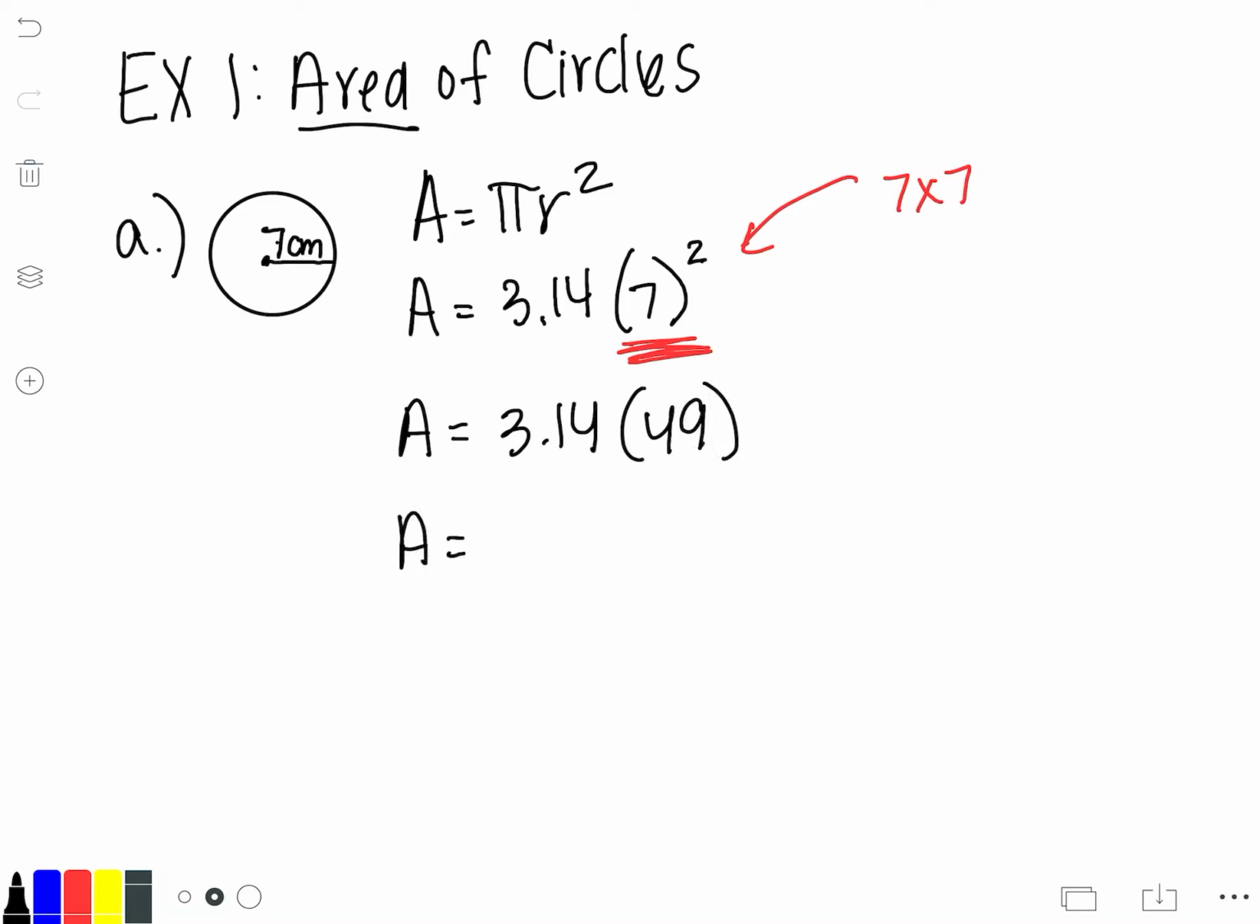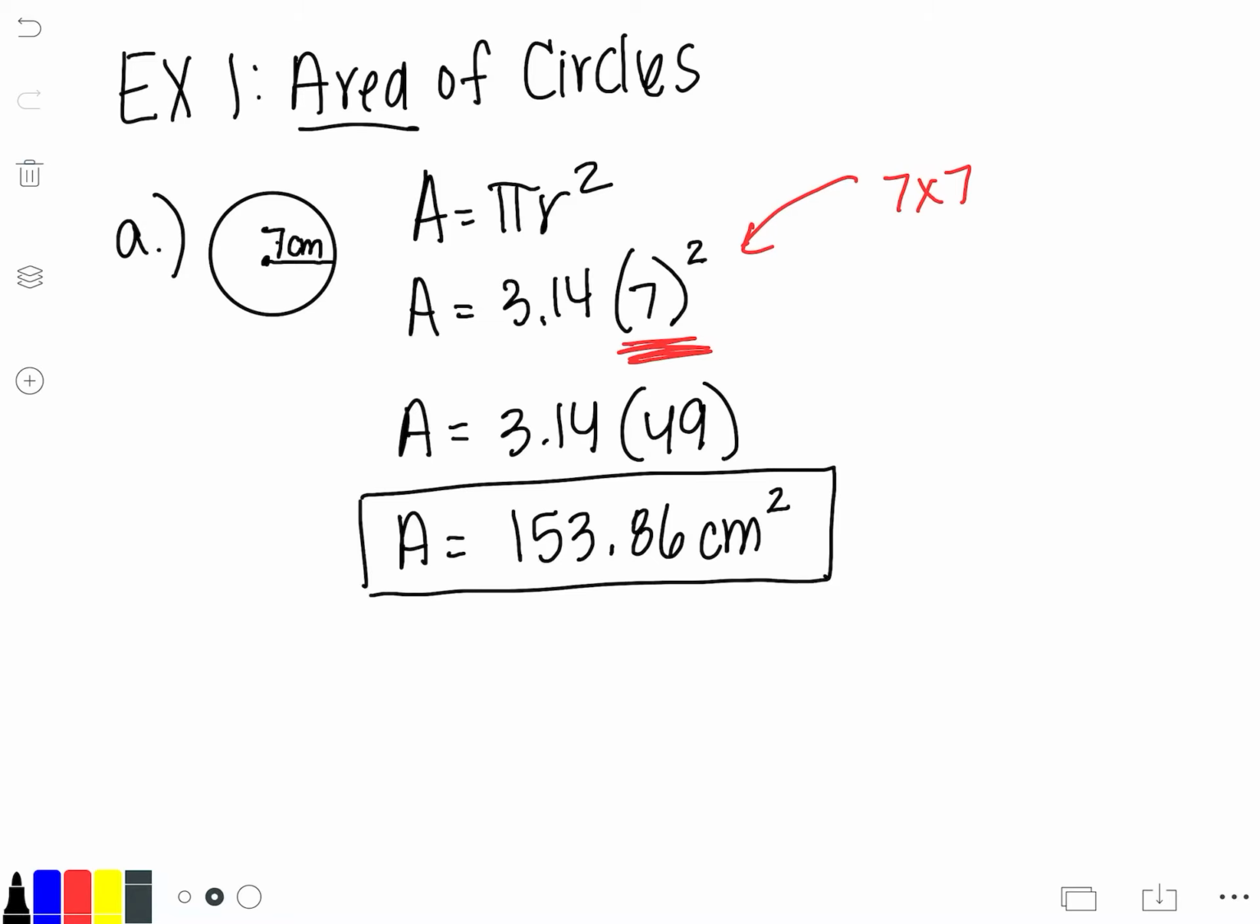And finally, use your calculator. You can multiply those two together, and we have 153.86 centimeters squared. So when we're working with area, whether it's area of a circle, area of a square, area of a rectangle, you always want to square your units. And the reason for that is because we're multiplying centimeters. This is centimeters times centimeters. And centimeters times centimeters gets us centimeters squared. So that's our first example.